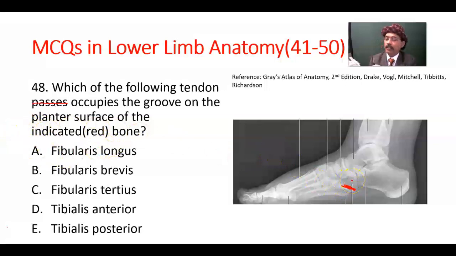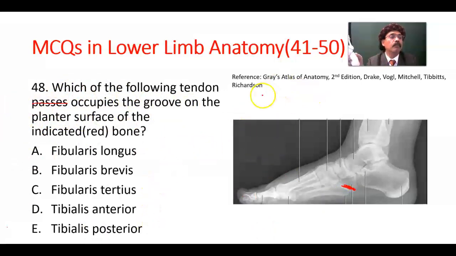So this is the cuboid bone here, and here is the groove. This is the groove of the cuboid bone. This is for the passage of the peroneus longus or fibularis longus. It turns around this bone and goes through this groove, and it is inserted to the medial cuneiform and first metatarsal bone. So which tendon occupies the groove on the plantar surface of the indicated bone?